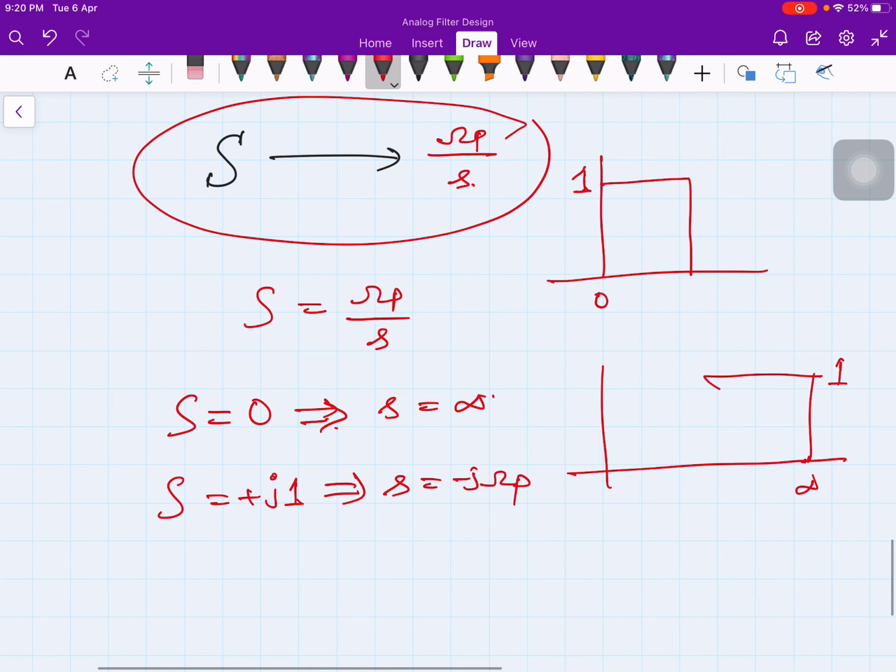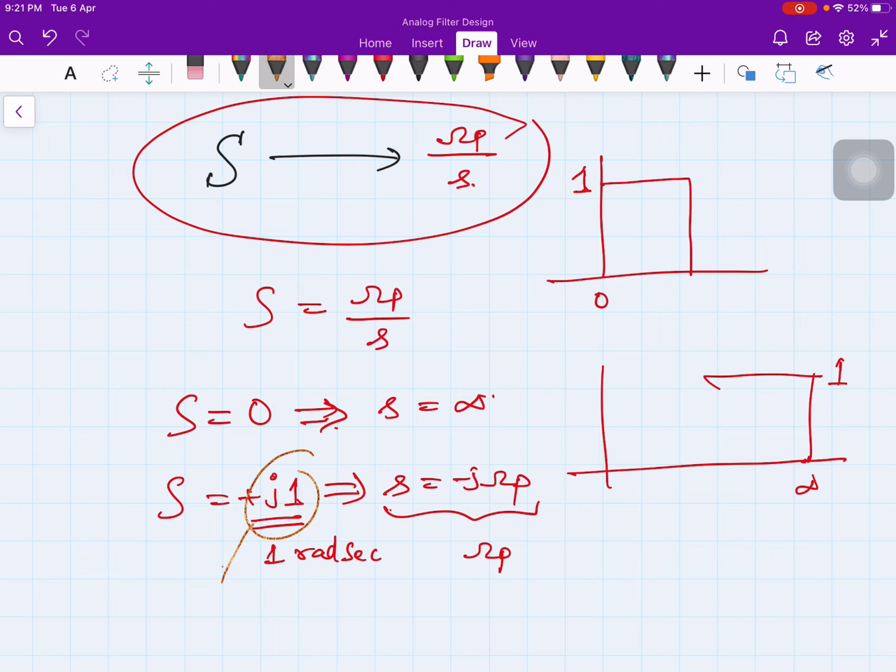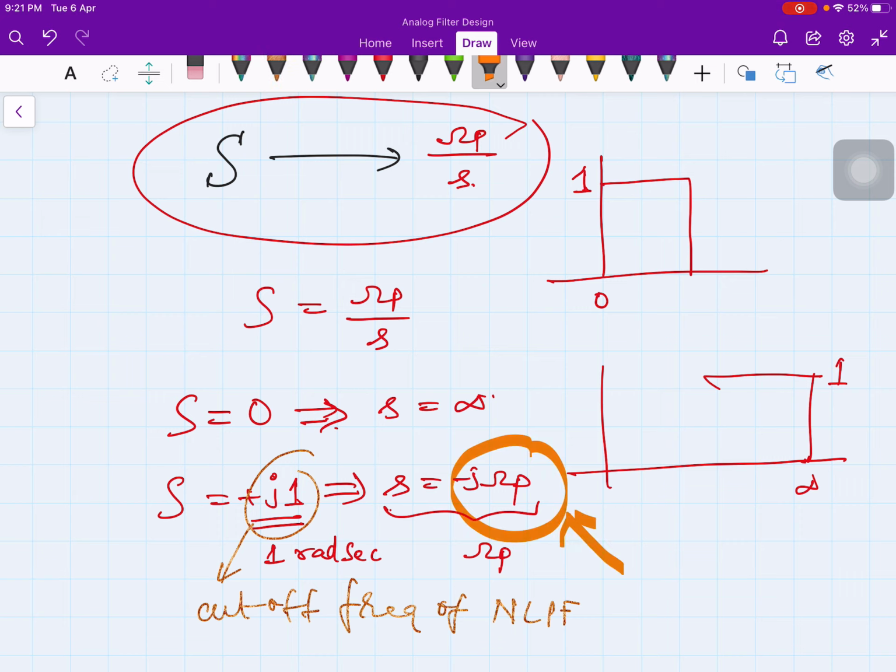Okay, now if this is the cutoff frequency 1 radian per second, right, then in the high pass filter the cutoff frequency is omega p. And this 1 is the cutoff frequency of the normalized low pass filter. But what about this guy? This guy is the cutoff frequency of the denormalized high pass filter. So the cutoff frequency also transformed, and the nature of the filter itself has been changed.